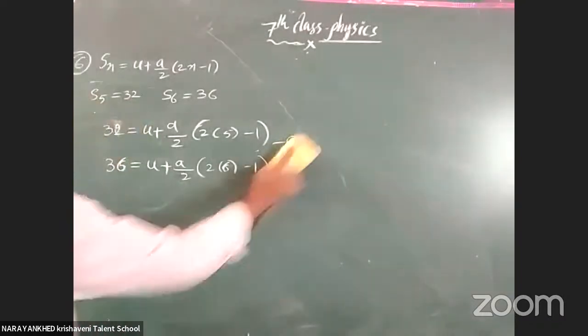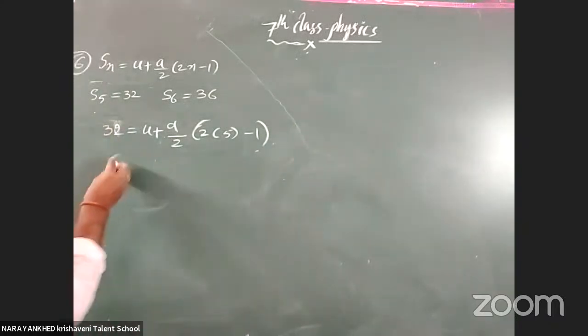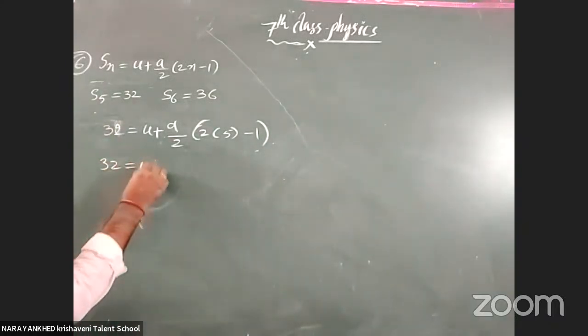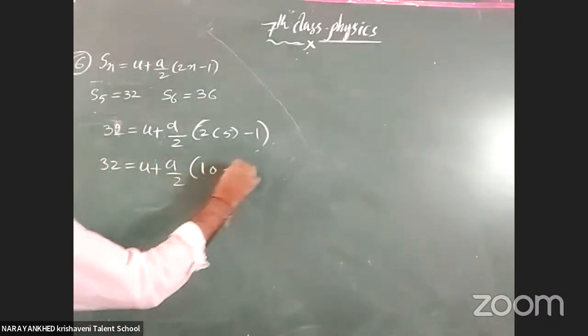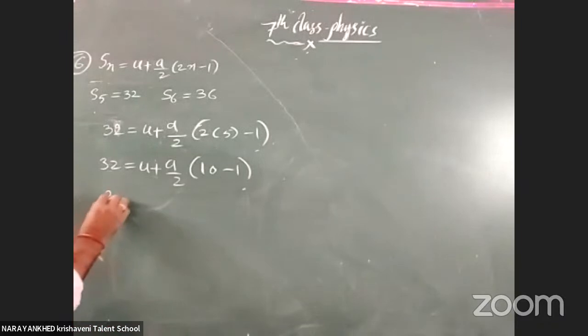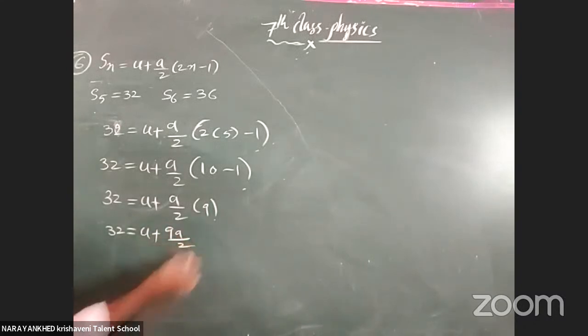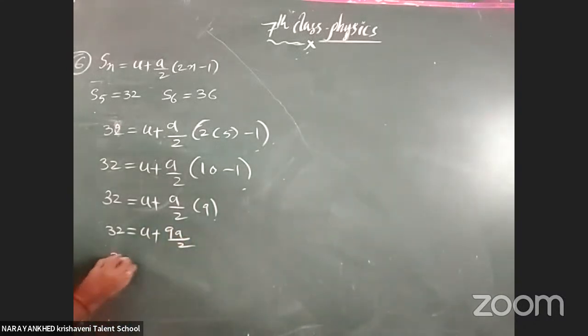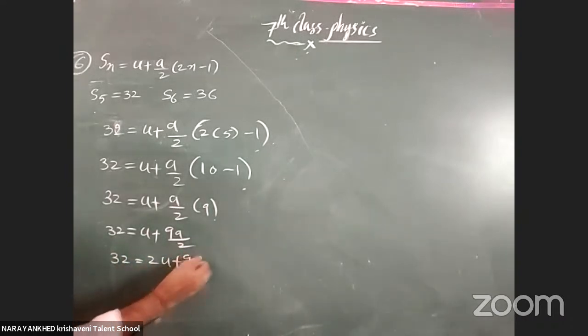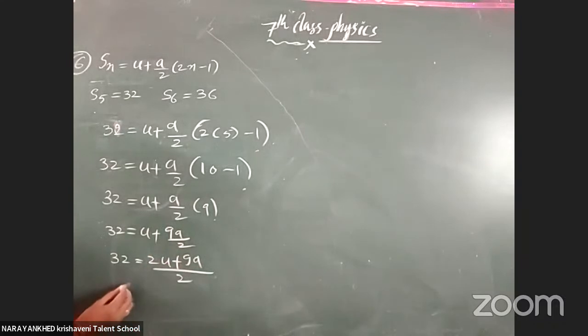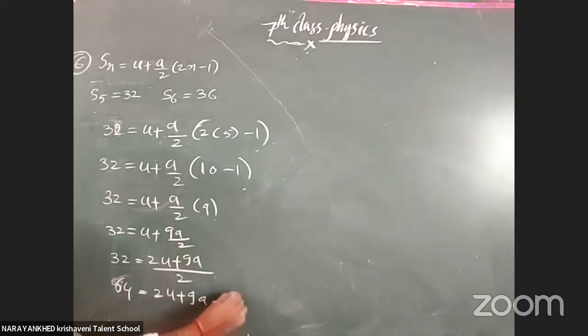Now check the final equations. 32 is equal to u plus a by 2 into 10 minus 1. Clear or not? 32 is equal to u plus a by 2 into 9, that is 9a by 2. Now it is also written as 2u plus 9a by 2. So it is also written as 64 is equal to 2u plus 9a. This is one equation.